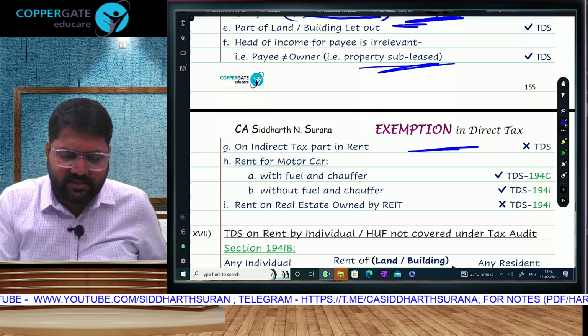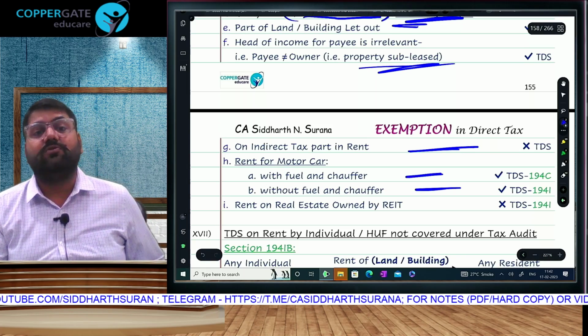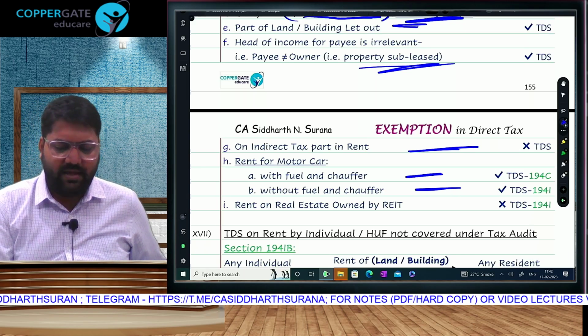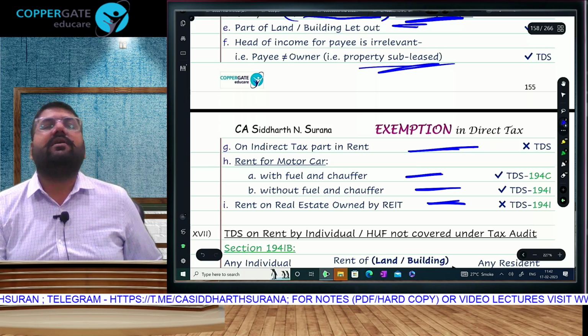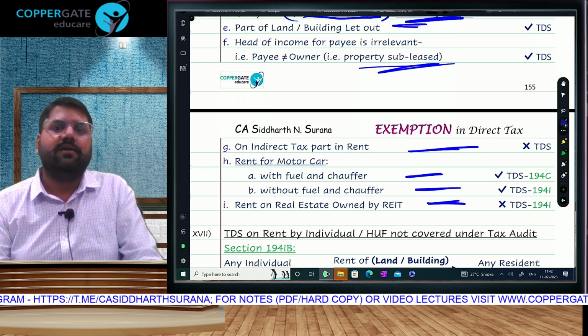If motor car is given only as a car, then 194 I will apply, but if it is all inclusive with multiple facilities like fuel, driver, everything, then 194 C will apply. And of course, REIT ke rent ke upar there will be no TDS because that rent is exempt. SPV dividend, SPV interest and rent.